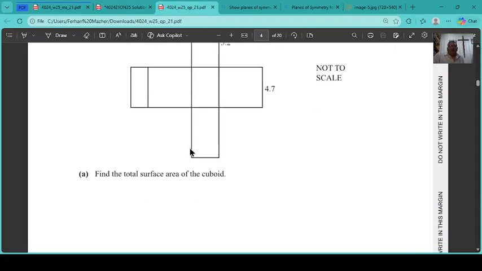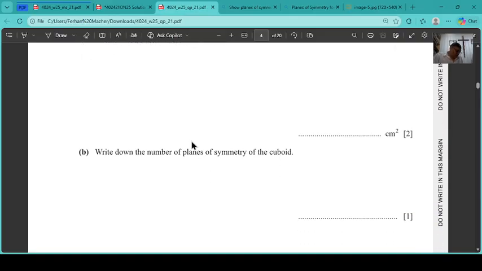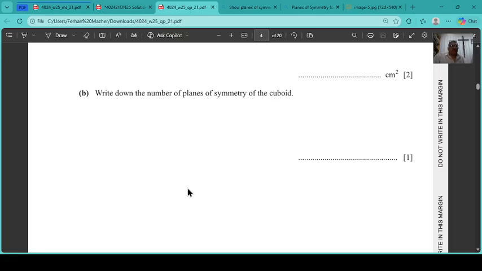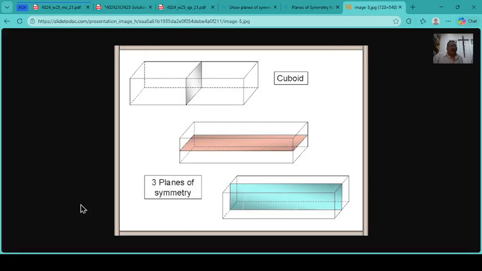So, okay, for the B part of question number three, we have to write the number of planes of symmetry of the cuboid. Let me show you this. Here we have a shape of the cuboid. You can see on your screen the plane of symmetry which divides that solid into two equal parts, and they should exactly match each other. So in the case of the cuboid, this is a plane of symmetry, this can be a plane of symmetry, and this can be a plane of symmetry.